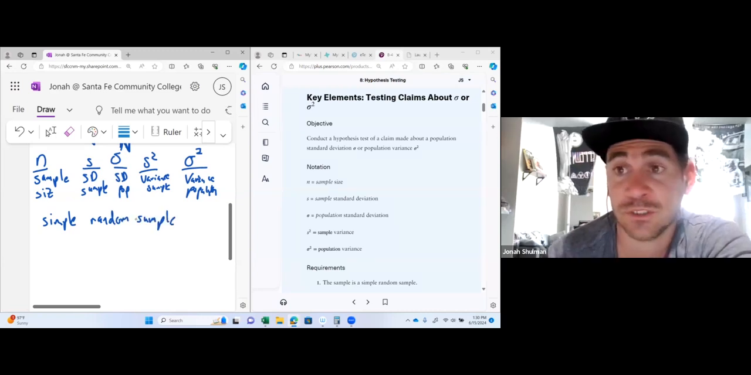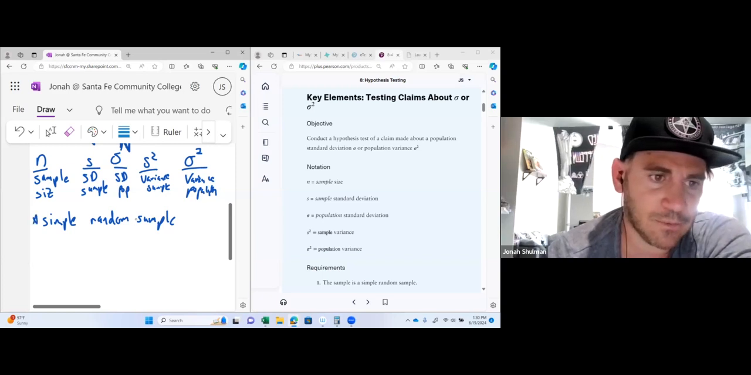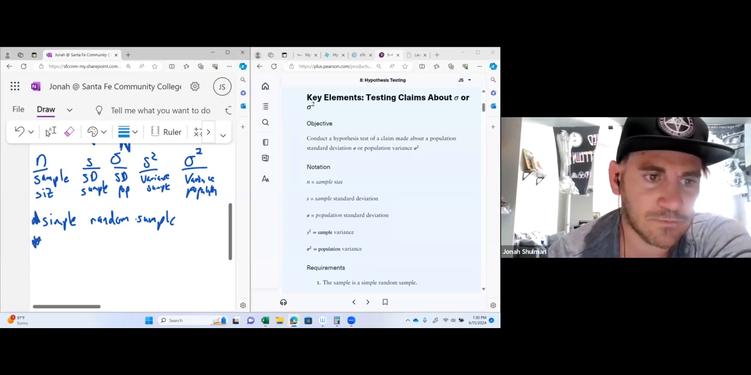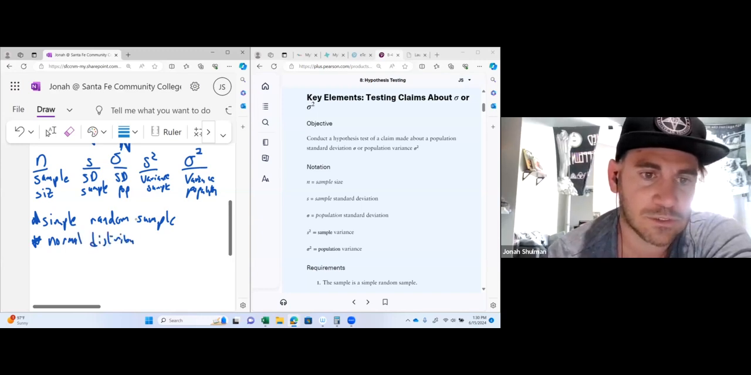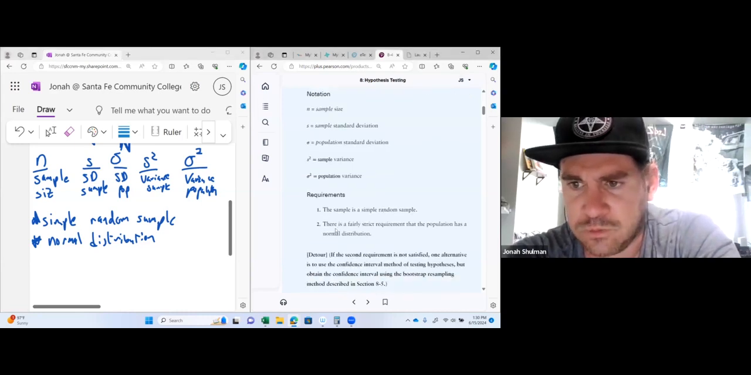So a lot of times we're going to be using the QQ plot or building a histogram. So, simple random sample. And what is the other piece we need besides the simple random sample? It's got to be normal distribution. Pretty sure that's what it's going to say. Ta-da!